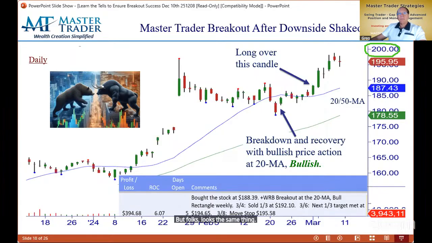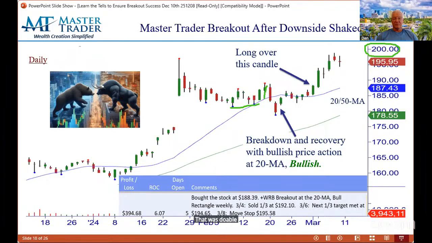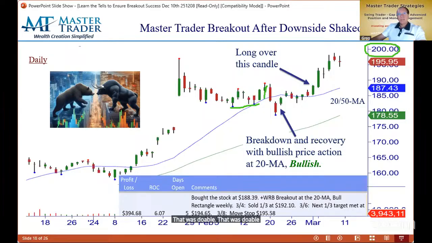And you know what? This setup right here, that was doable. Sideways, it tightened up right into a rising 20. Why did this happen? I don't know. Bad market day. Some news came out, but it came right back up again.